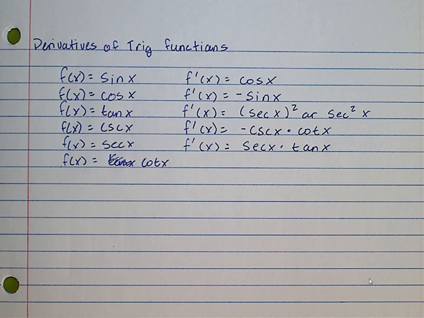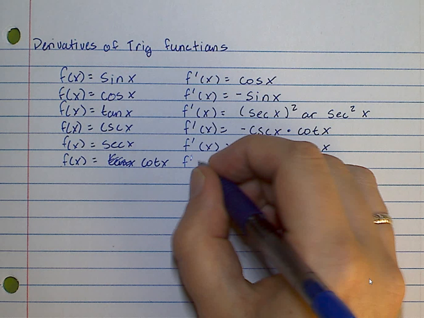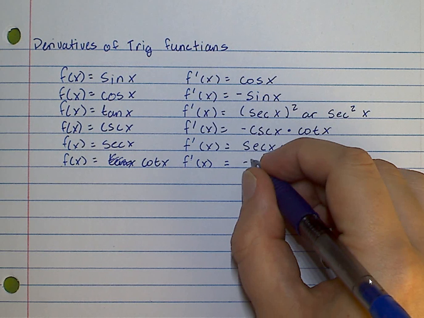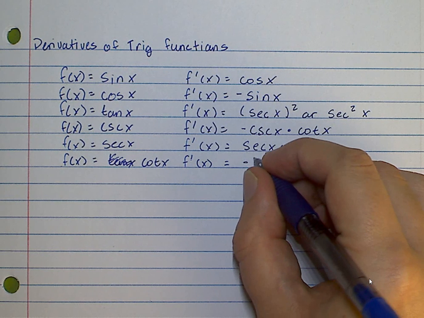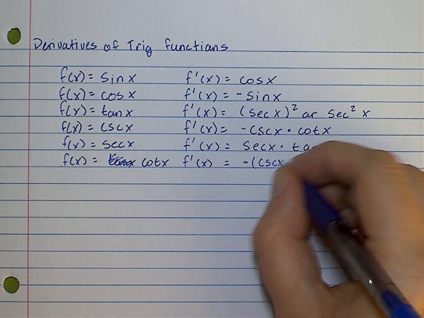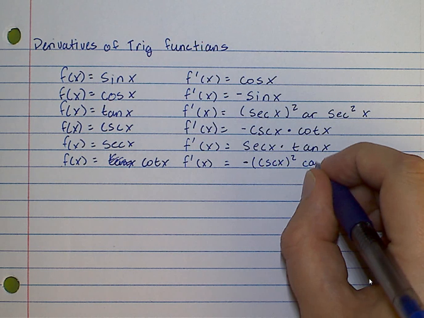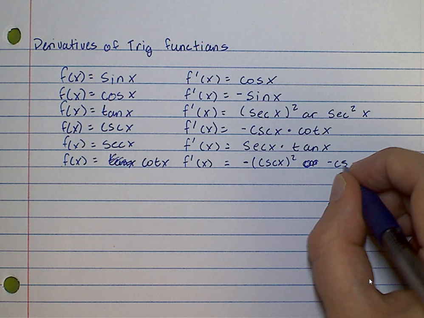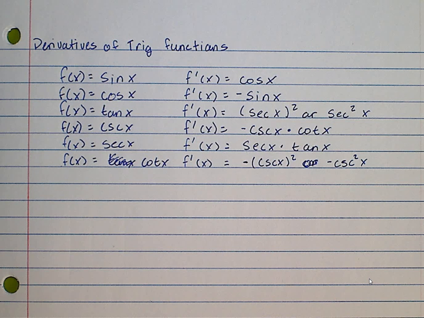The derivative of that, f prime of x, will be equal to negative, and I'm going to write this two ways. One way would be cosecant x quantity squared, or you could write it negative cosecant squared x. Either way. They mean the same thing. It's just depending on which way you want to write it. It could show up either way.